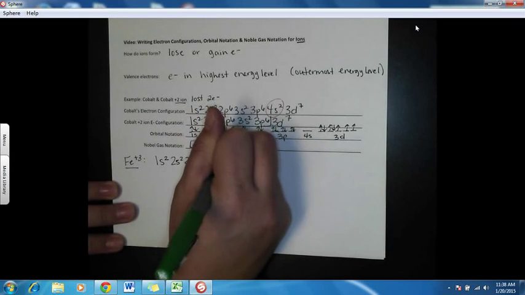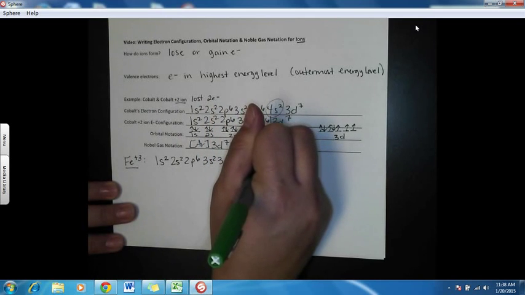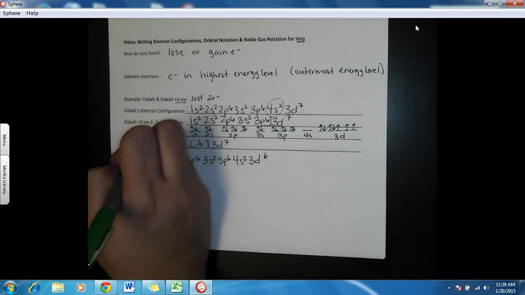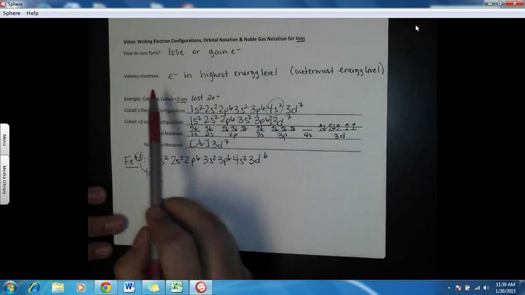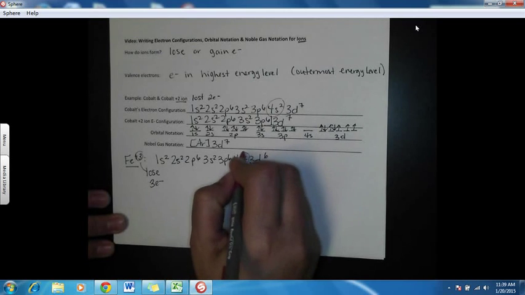Just as another example. It's a little bit different. So let's write the electron configuration for iron. 1s2, 2s2, 2p6, 3s2, 3p6, 4s2, 3d6. Okay? Now, if it's iron +3, that means we have to lose 3 electrons. Again, what 3 electrons are we going to lose? The valence electrons, which are the highest energy level. So what's the highest energy level? Again, that's at 4.